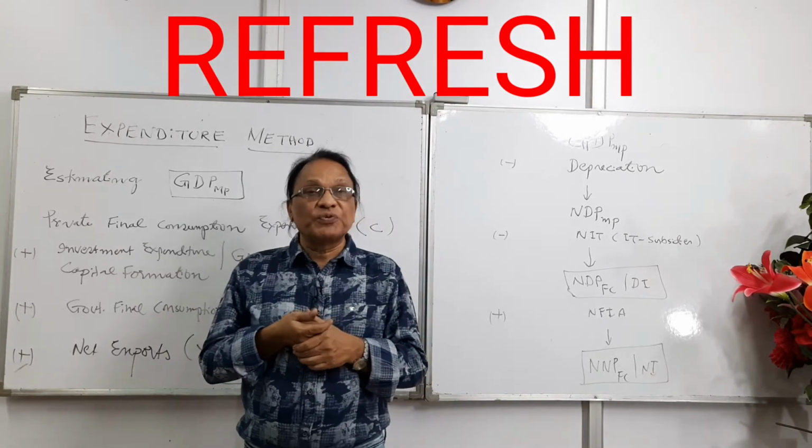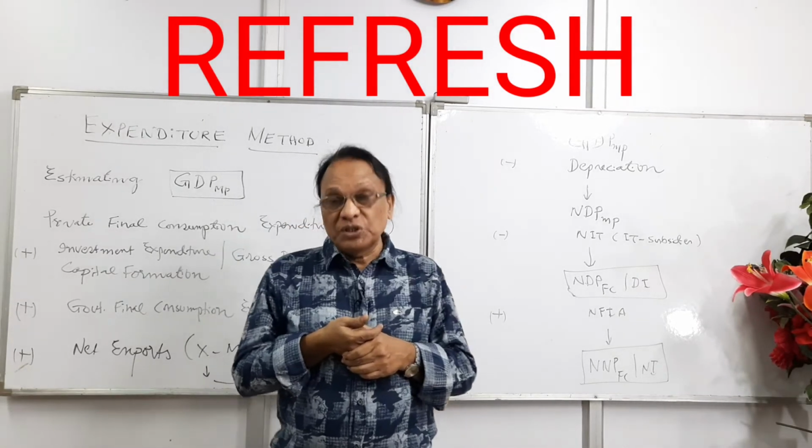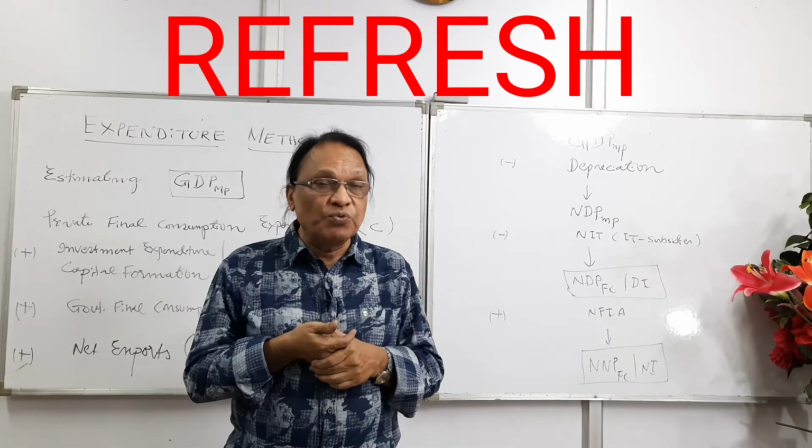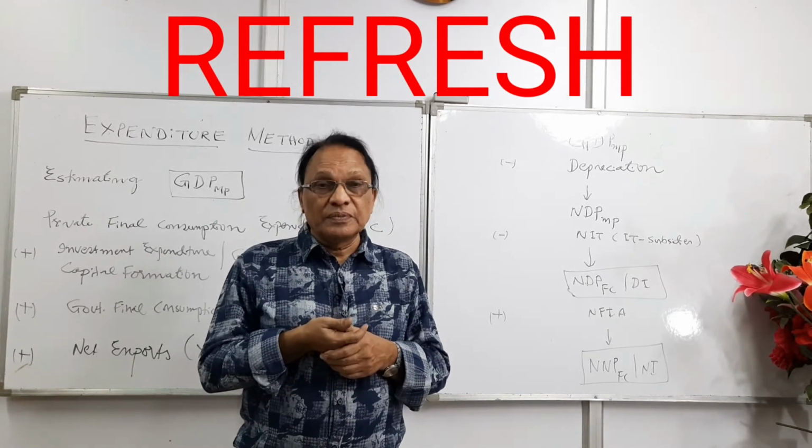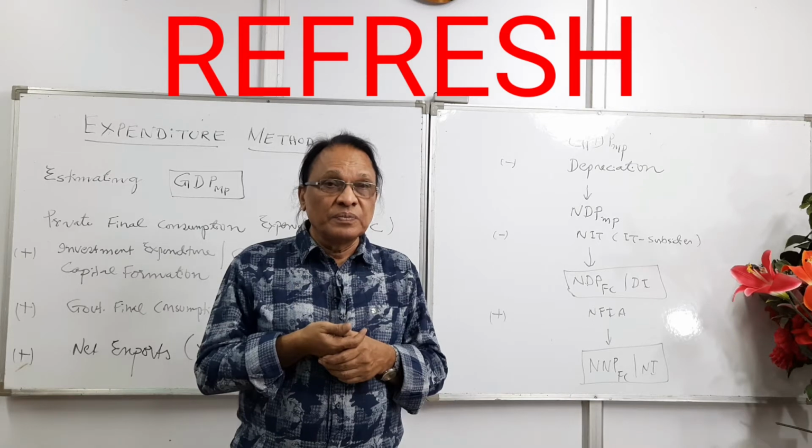Suppose we produced goods worth 100. Of course, income is generated. A penny of goods produced is equal to a penny of income generated. The generation of income is 100. That will be equal to the expenditure.